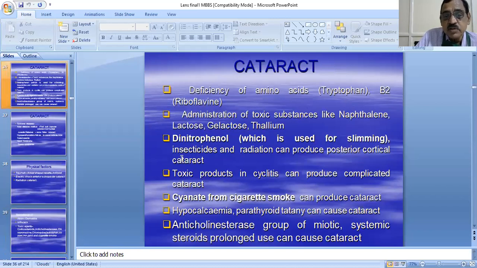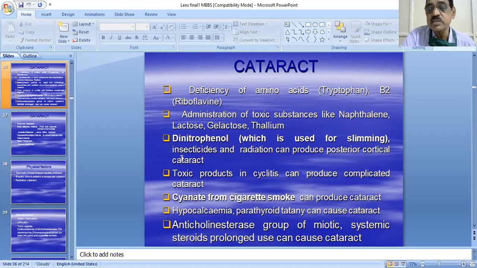I already told you that deficiency of amino acids such as tryptophan, and riboflavin, vitamin B2, and administration of certain substances like naphthalene, lactose, galactose, and thallium all cause cataract formation. Dinitrophenol, used for slimming purposes, insecticides, and radiation can produce posterior cortical cataract, or posterior subcapsular cataract.